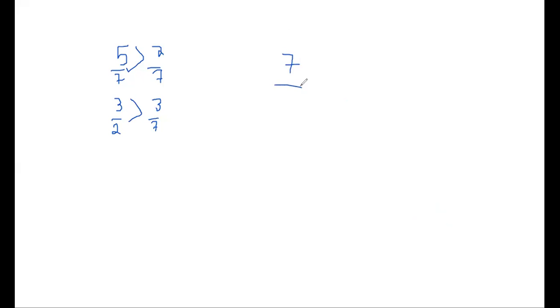7 over 12 and 3 over 4. Are the denominators the same? No. Are the numerators the same? No. Let us look at the denominators. Here I have 12 and here I have 4. Can I make one of them the other?